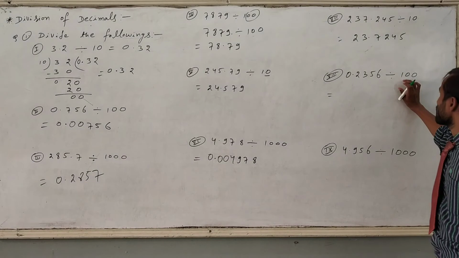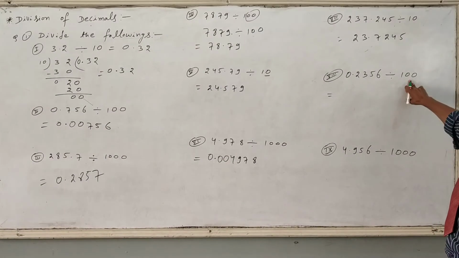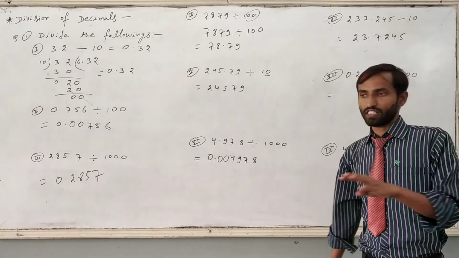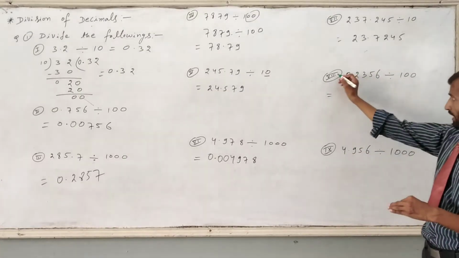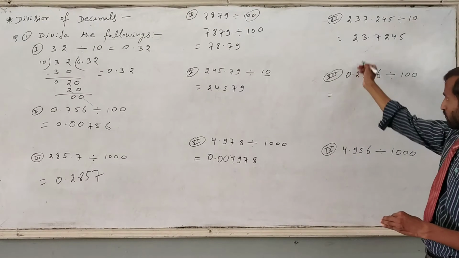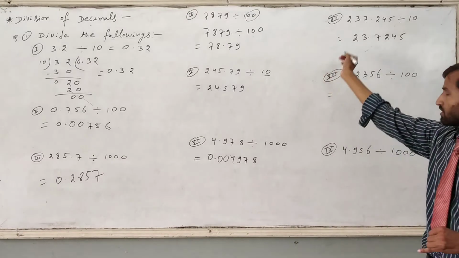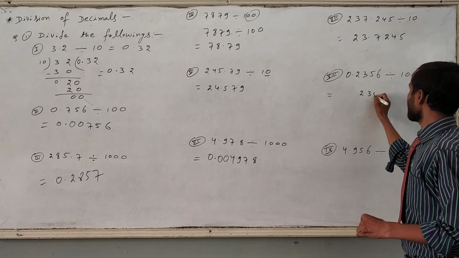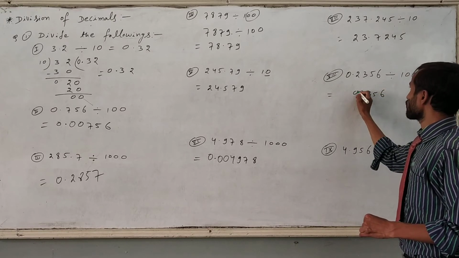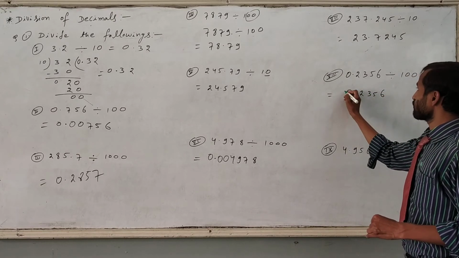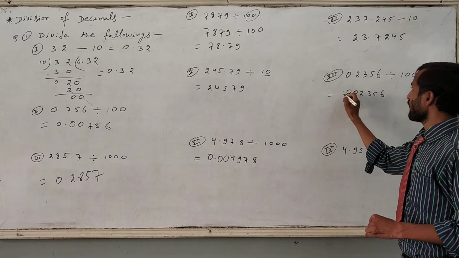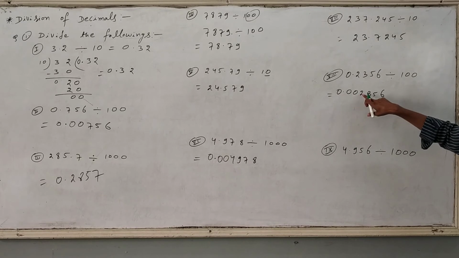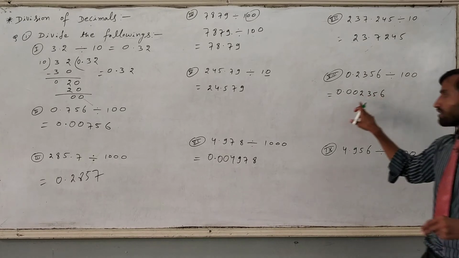It is divided by 100. It has 2 zeros, and here 4 decimal digits are already there. So we require 2 more zeros on this side. Then we have to shift the point 2 places. So just write down 2, 3, 5, 6, and ahead we have to write 2 more zeros in front of 2, and then put the point and 0. So this is the final answer, 0.002356.